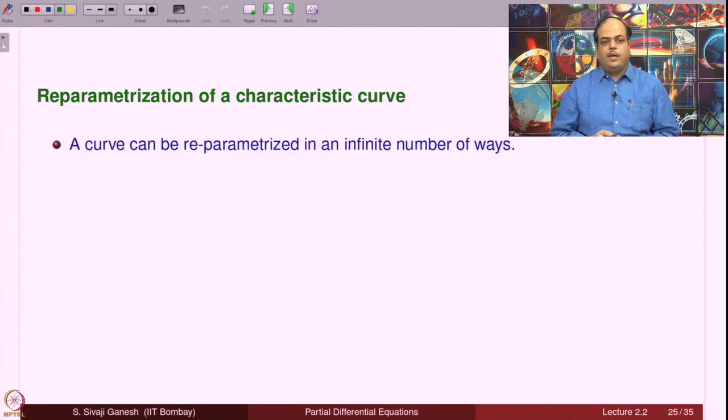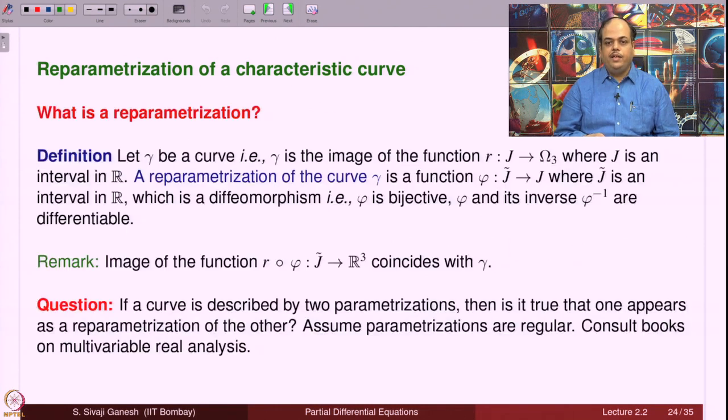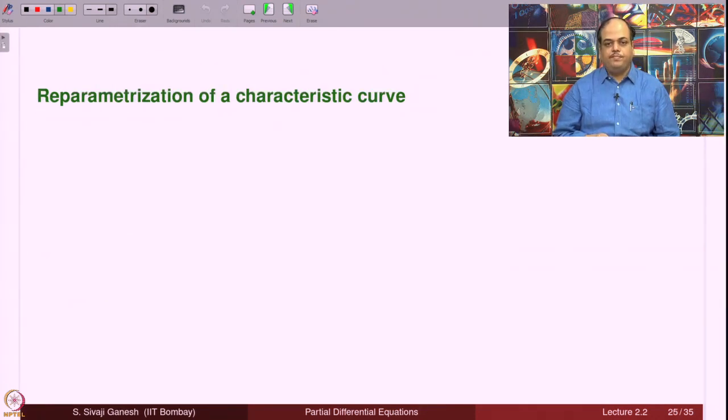Now, we are interested in reparameterization of a characteristic curve. So, a curve can be parameterized in an infinite number of ways, simply because for the function phi from j tilde to j, you can take any open interval j tilde, and you can always find a diffeomorphism between j tilde and j. So, therefore, parameterizations are infinitely many.